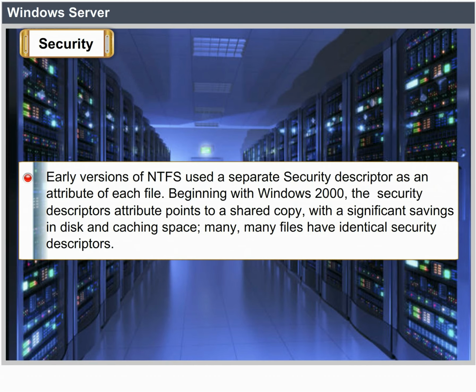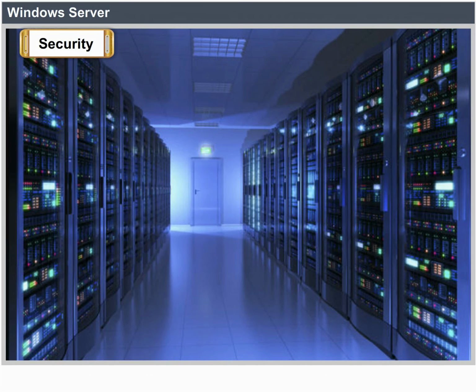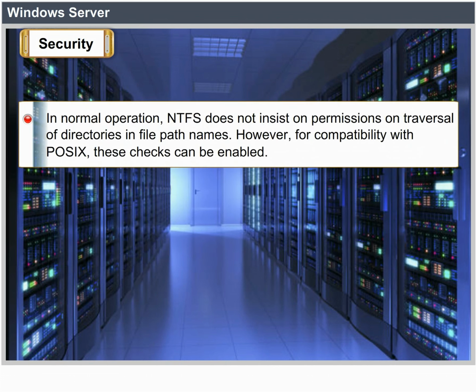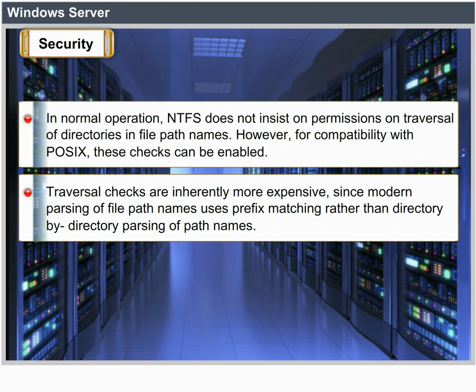In normal operation, NTFS does not enforce permissions on traversal of directories in file path names. However, for compatibility with POSIX, these checks can be enabled. Traversal checks are inherently more expensive since modern parsing of file path names uses prefix matching rather than directory by directory parsing of path names.